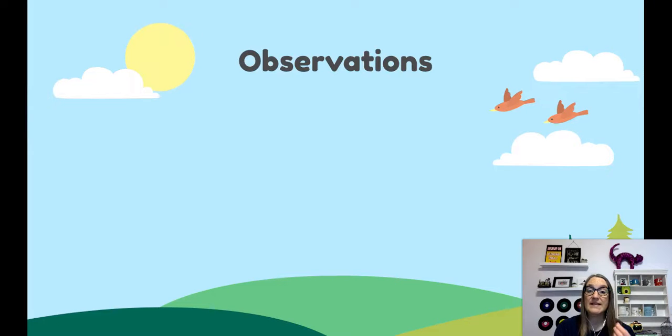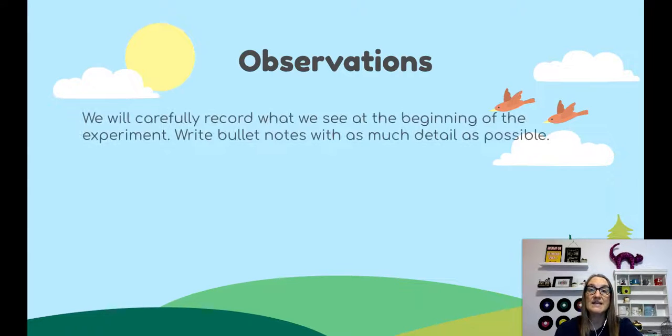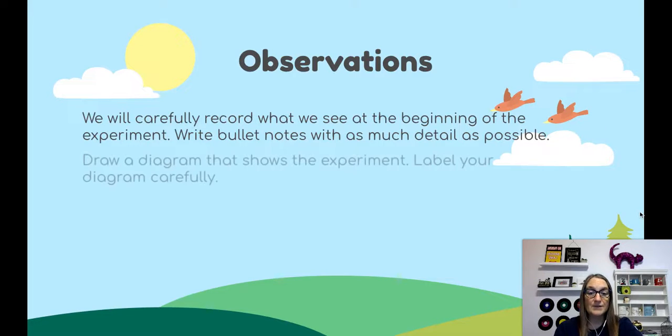Okay, after we carry out the procedure, we record our initial observations. This is what we see at the beginning of the experiment. We're going to write point form notes describing what we see in as much detail as possible. Beside our observations, we'll draw a diagram of the experimental setup. This will be a picture showing the beaker with the submerged leaf, and we'll label the diagram carefully.